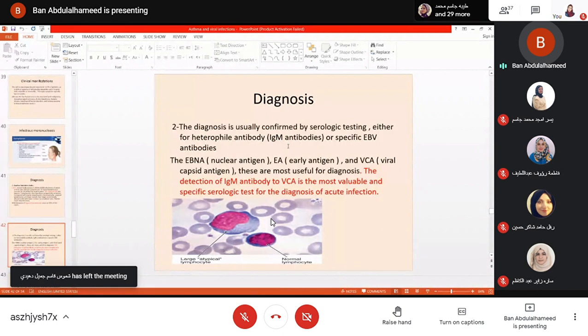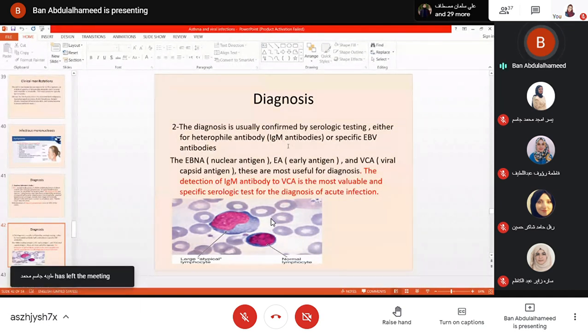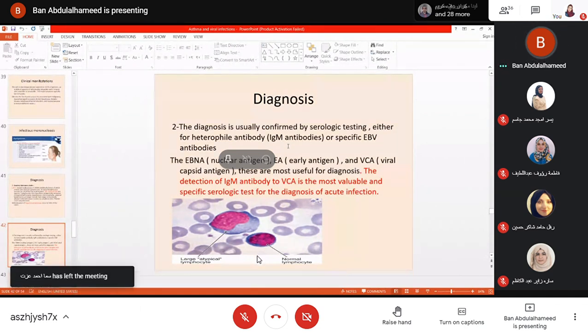حتى نسوي confirmation for the diagnosis, we need serological test for detection of antibody against Epstein-Barr virus. من ضمن هذه الانتيبودي عندنا antibody to nuclear antigen, antibodies to early antigen, antibodies to viral capsid antigen. The detection of IgM antibody to viral capsid antigen is the most valuable and specific serological test for the diagnosis of acute infection with Epstein-Barr virus. هذه الصورة إذا تشوفون النورمال lymphocyte والأتيبيكال lymphocyte مثل ما قلنا it is larger than the normal lymphocyte والنيوكلياي مالتها eccentrically located.